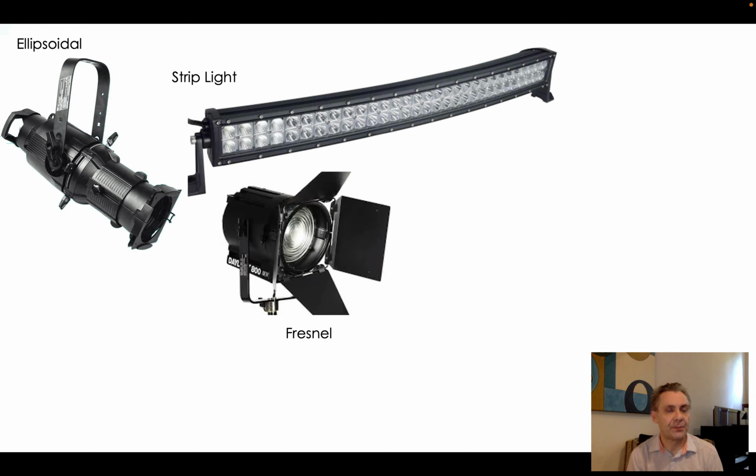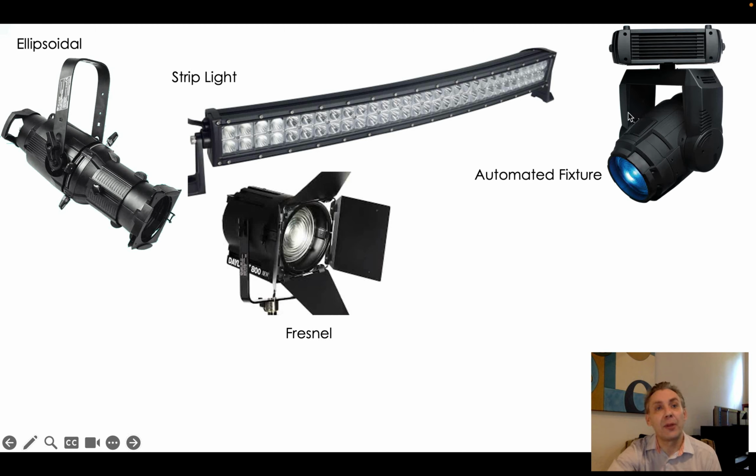Here's the Fresnel. Notice the difference between the ellipsoidal and the Fresnel. The Fresnel is very short. The Fresnel does not have the ability to shape the light like we do here on the ellipsoidal. We can put a color gel on here. These flaps you see on the outside are called barn doors. This is how we shape the light. So where there are internal shutters on the ellipsoidal, the Fresnel has to make use of external shutters called barn doors.